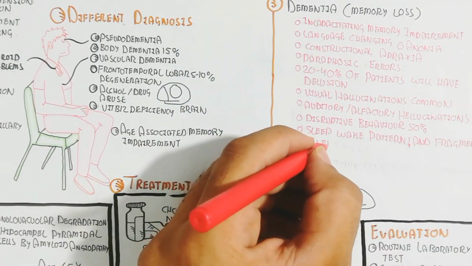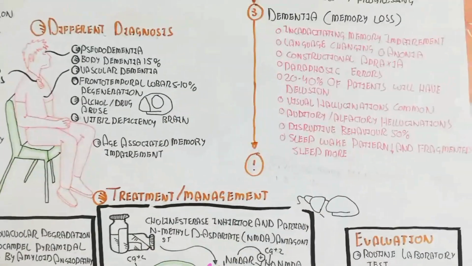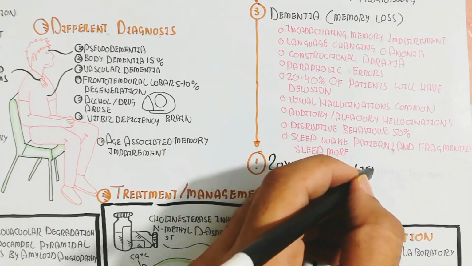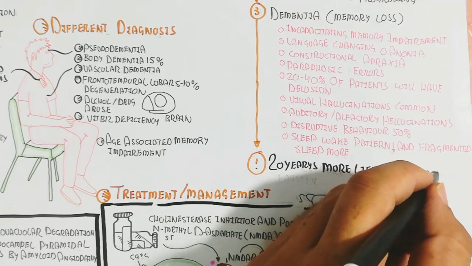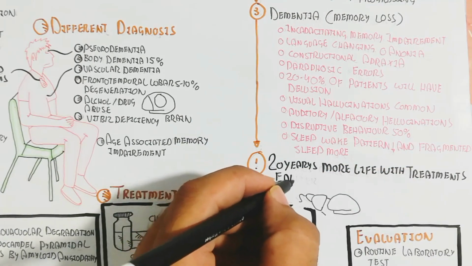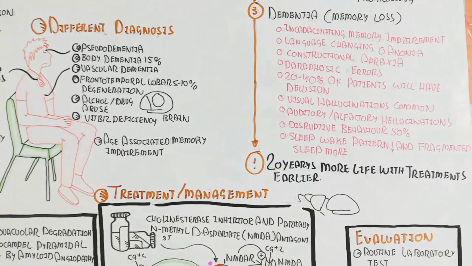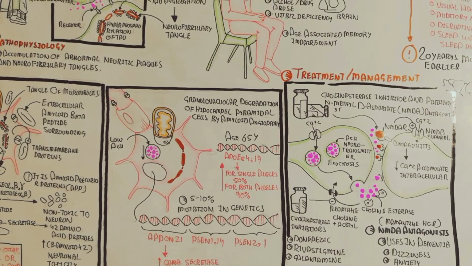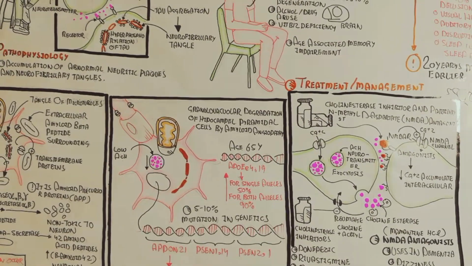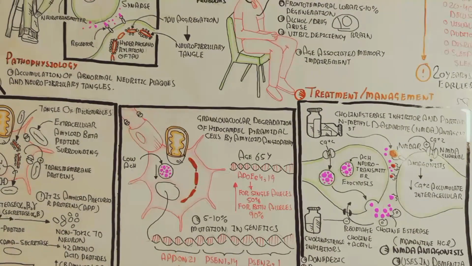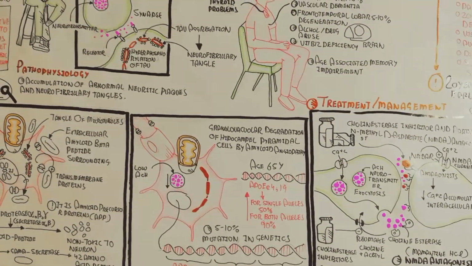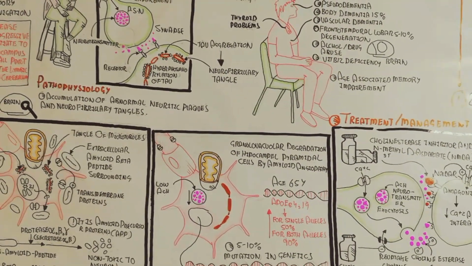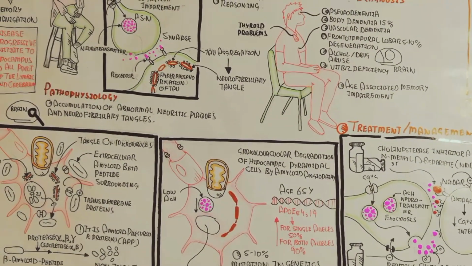If the treatment is started earlier, you can live 20 years more with Alzheimer disease. So that is why I hope you make sense. In this video we have discussed the Alzheimer disease. This is a neurodegenerative disease, and it is caused mostly by the age factor. I hope you make sense about that.